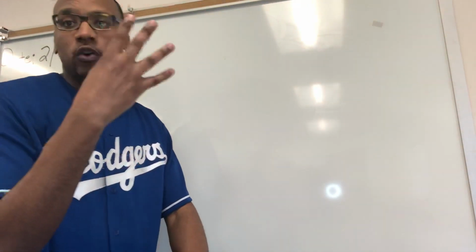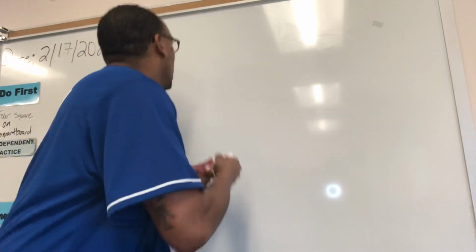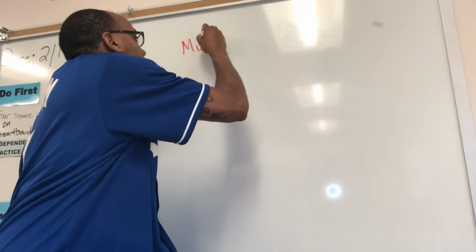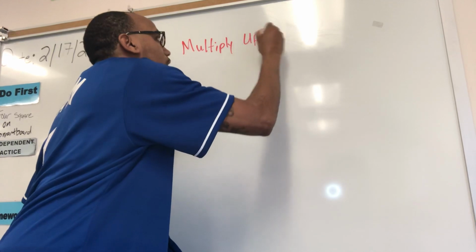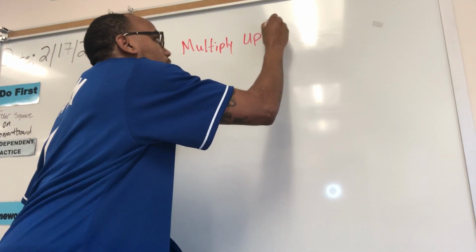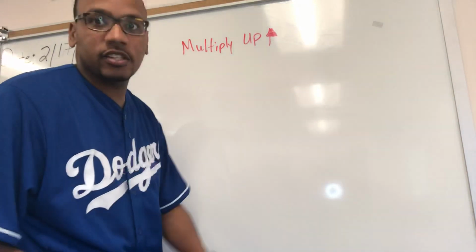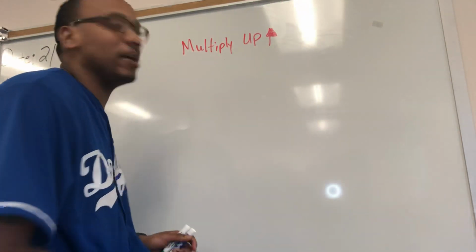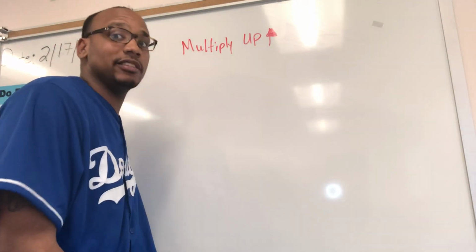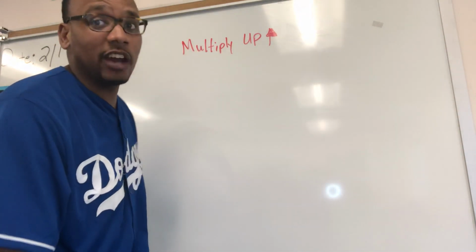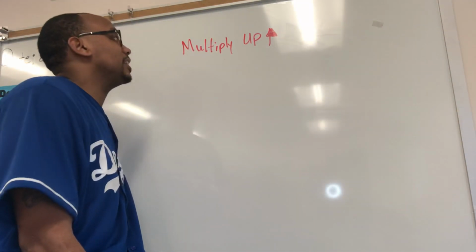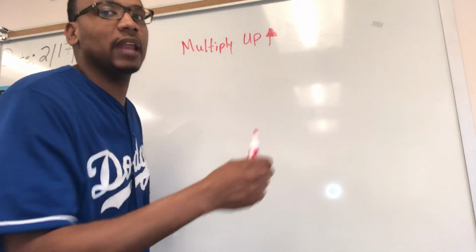This is way number 4. I'll call this multiply up. Because a lot of kids are way better in multiplying than they are in dividing, for whatever reason, we're just going to take the division out of it. Instead of dividing, we're going to multiply up.